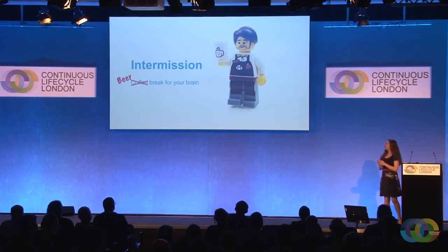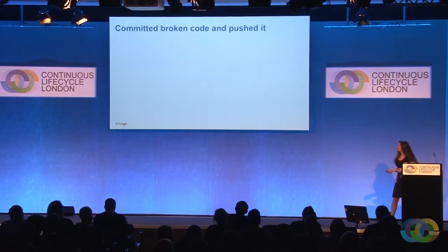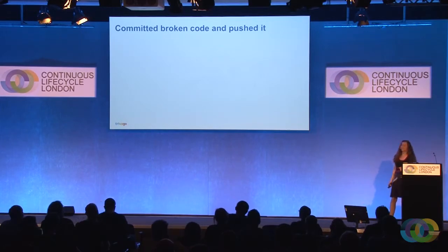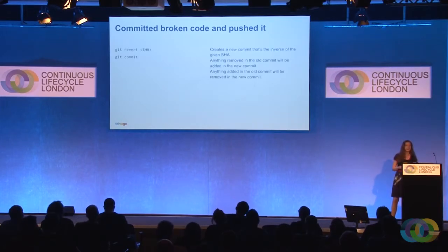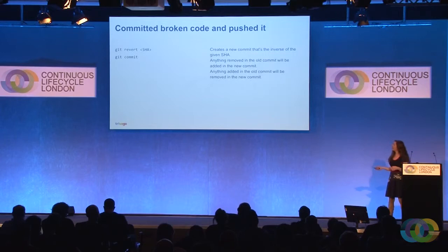We are now going to the more complicated stuff. Obviously, sometimes that happens. You committed a var dump die or something like that, or even worse things. And the safest and most basic undo scenario Git offers you is the git revert, where you basically create a commit that is the inverse of the one you had before.